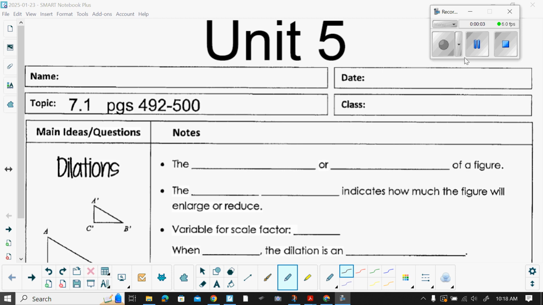All right, let's hit some notes. Since I can't be with you today, let's hit some notes on the beginnings of this unit. Unit 5, dilations is what we're talking about.